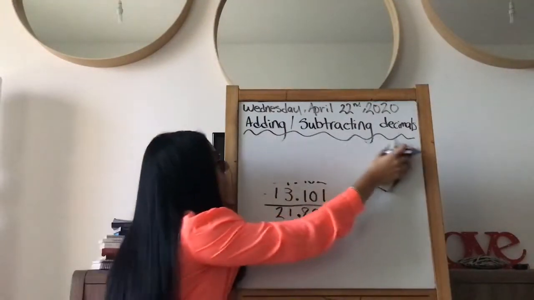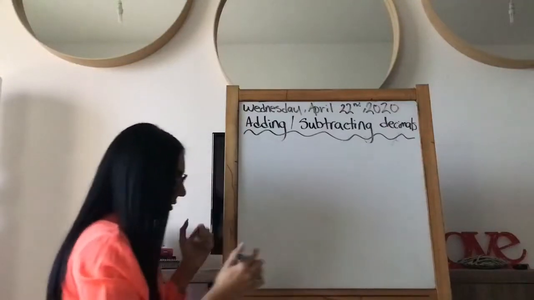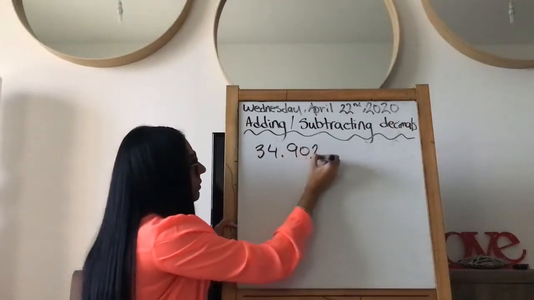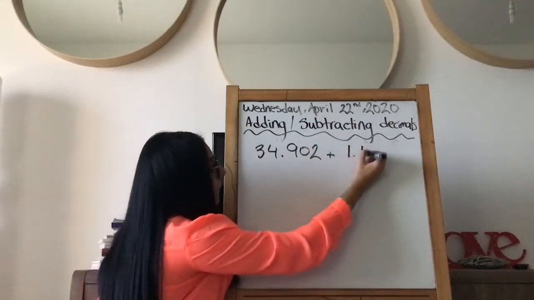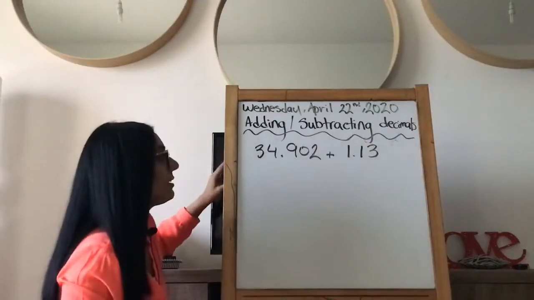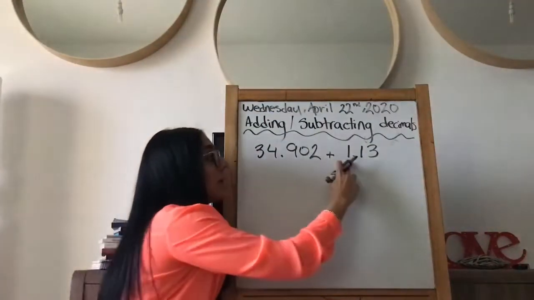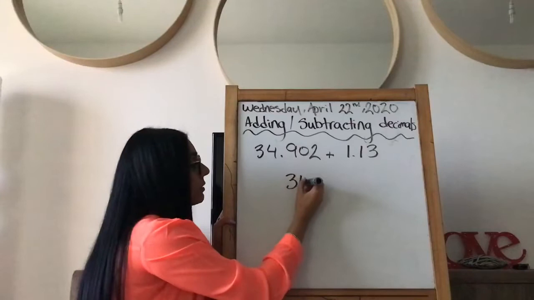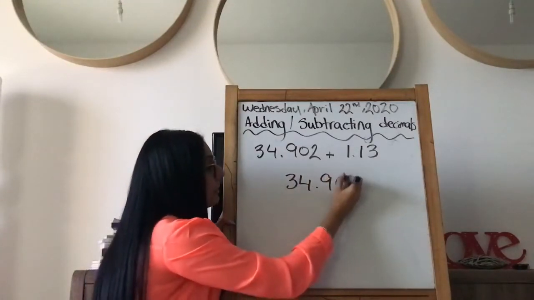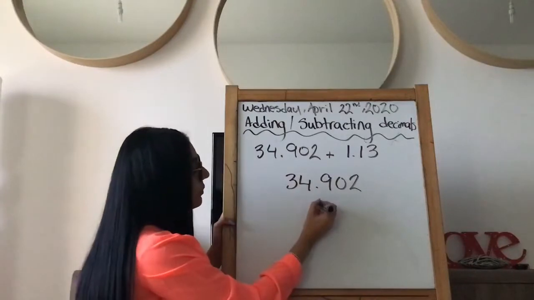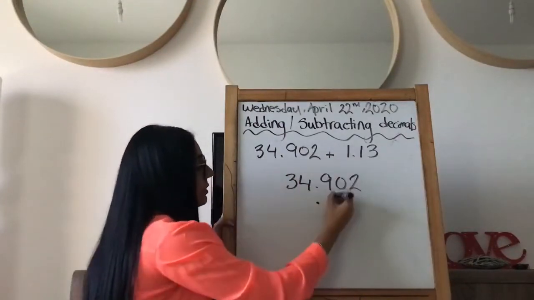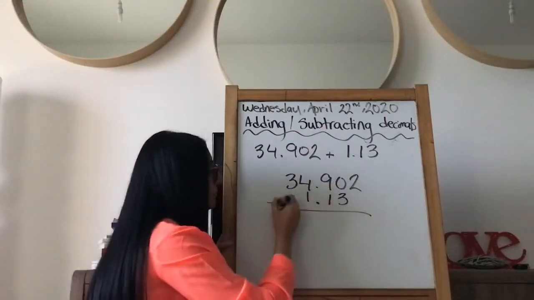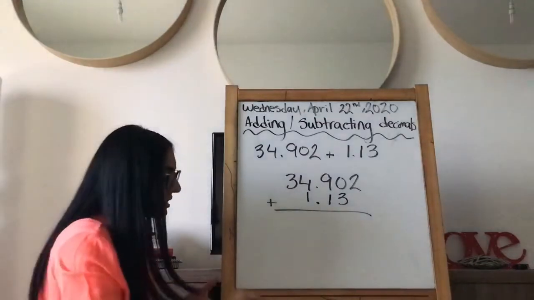Now, let's do maybe one more, and then we can call it a day. What if I've got 34 and 902 thousandths plus 1 and 13 hundredths. So again, I'm going to set up my stage, and I'm going to put it very neatly, every place value. And I'm going to start with a decimal for the second one. And I'm going to put the numbers. So, now normally, you could still do it, but it looks a little wonky.